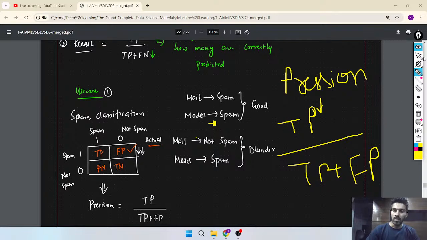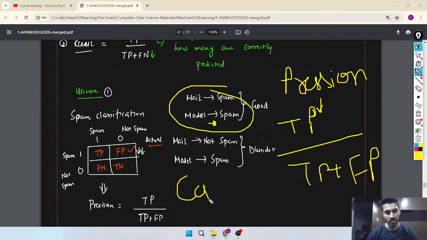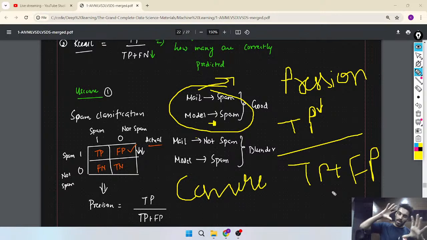Now suppose you have two problems: the first is whether a mail is spam or not, and the second is cancer detection. Which one do you have to calculate? Suppose you are solving the mail problem, then which is important, precision or recall? To find whether precision or recall is important, we have to consider it in the spam-ham classification problem.